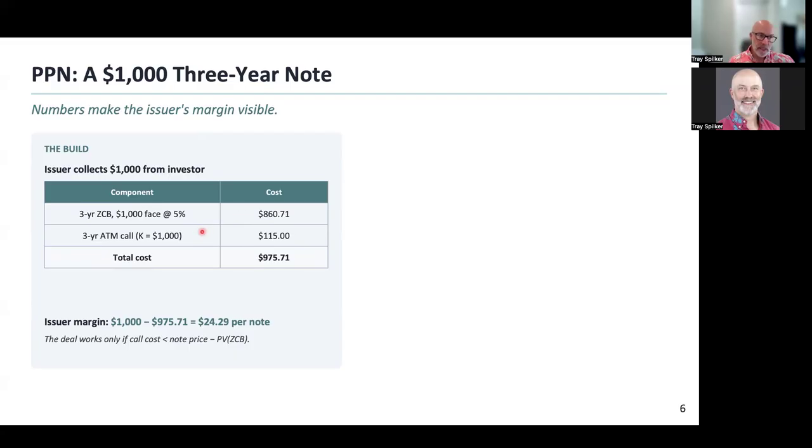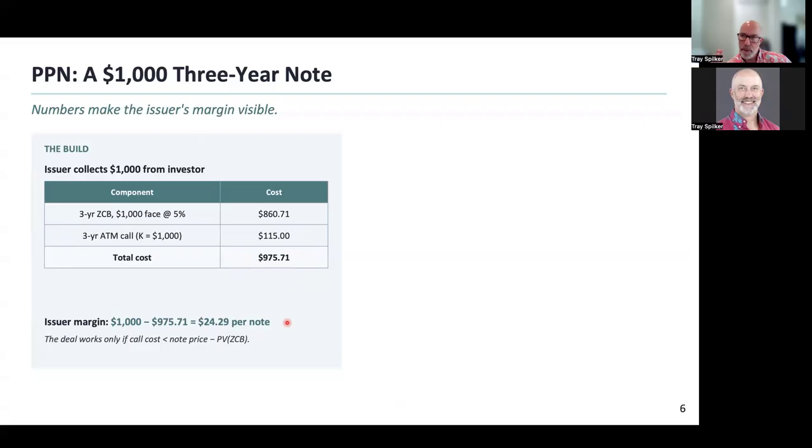When the issuer looks at the market, they see a 3-year at-the-money call option with a strike price of, in this case, making it academically tractable, $1,000. And so that only costs 115 bucks. So the total cost to the issuer is $975. So we make about $24 for every note we issue, right? This is the whole business model.